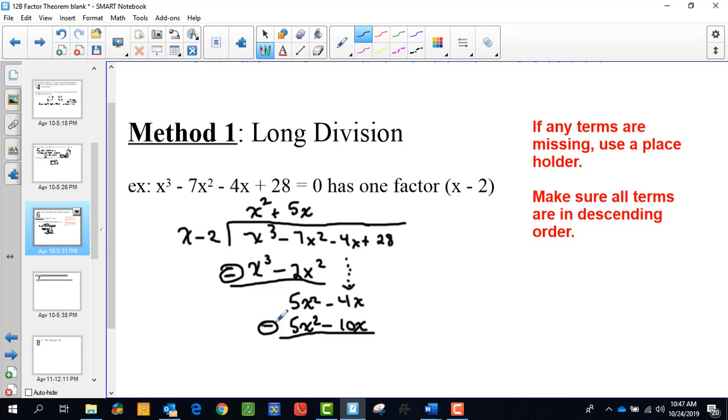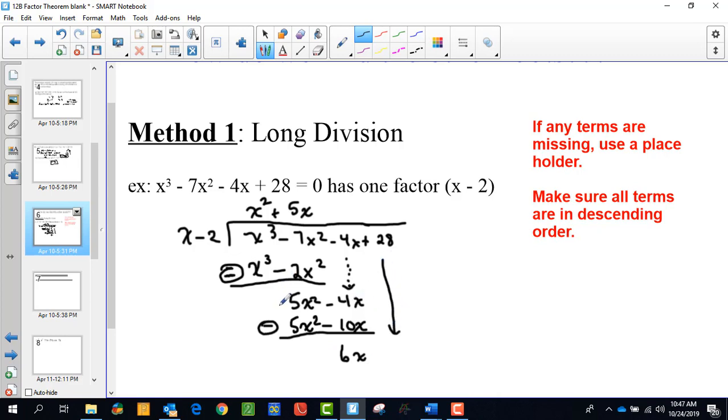Then we subtract. Okay? So then you're going to subtract. So minus 4 minus minus 10 is plus 6x. And then you're going to bring down the 28.